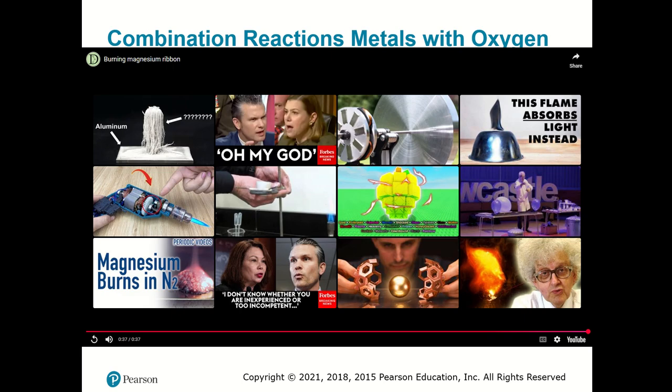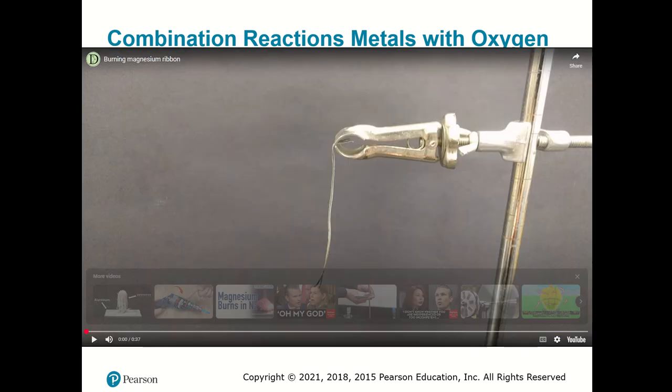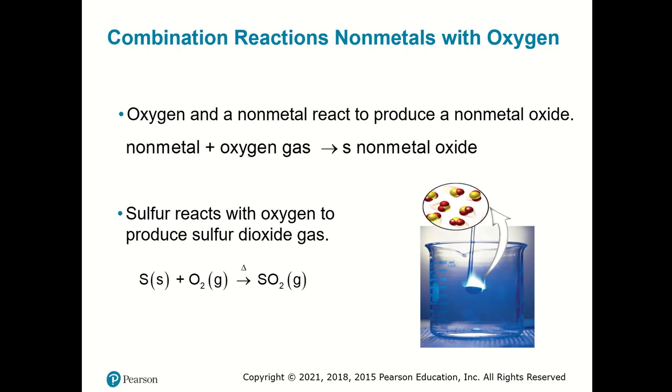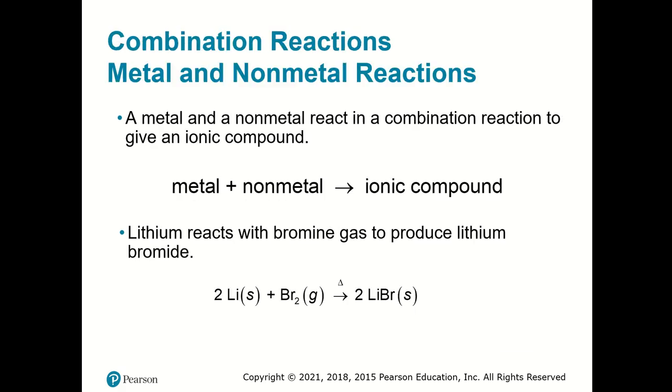Okay. So that is a good example of the reaction. So we can react a non-metal with oxygen gas. So we're going to produce a non-metal oxide, like we have here, sulfur with oxygen, producing SO2. So sulfur dioxide is a greenhouse gas, right?